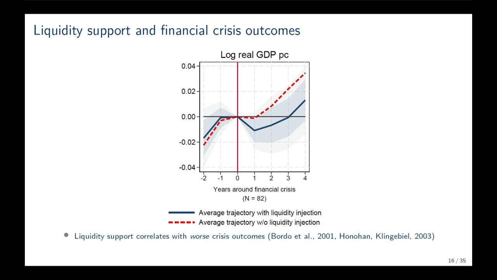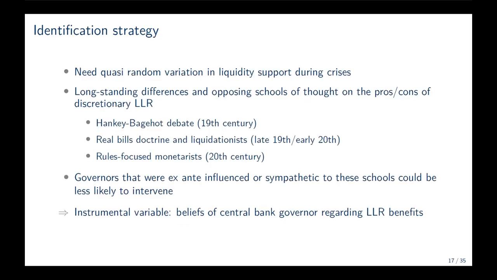If anything, the average trajectory without liquidity injections is actually better than the one with liquidity injections. But obviously, there is a large endogeneity or causality problem: worse crises might simply warrant more support. So we need to do better than this, and this is what we propose to do. What we need is quasi-random variation in liquidity support during crises, and that's not easy to come by.